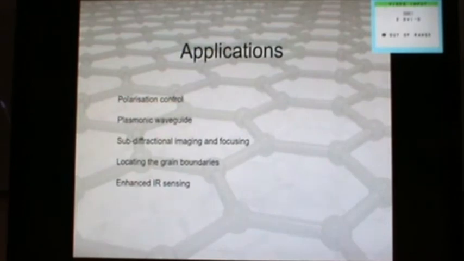Now, the applications of surface plasmons. There are a few aspects. The first one is polarization control: you can make polarizers based on the control of the surface wave in graphene. Also plasmonic waveguides, subdiffraction imaging and focusing, and enhanced IR sensing.